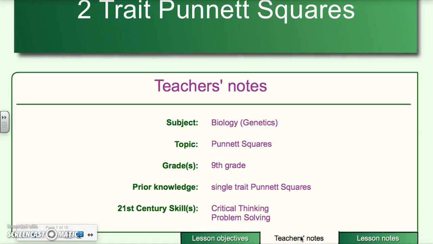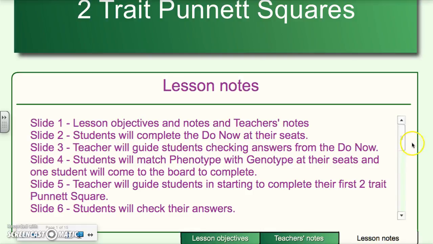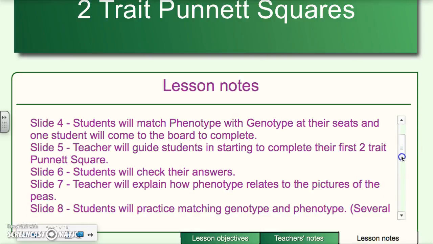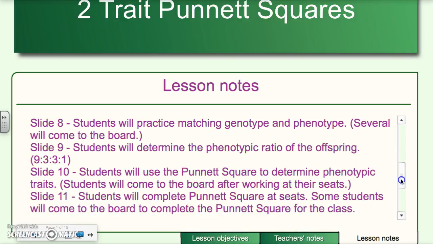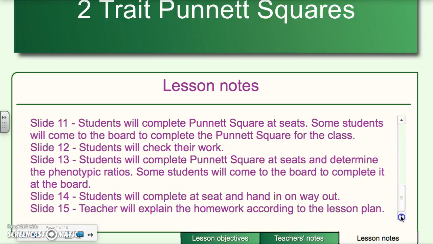Here are some teacher notes that could be helpful if a substitute was teaching the lesson, and these lesson notes would also be very helpful in letting a substitute know what to do on each slide.